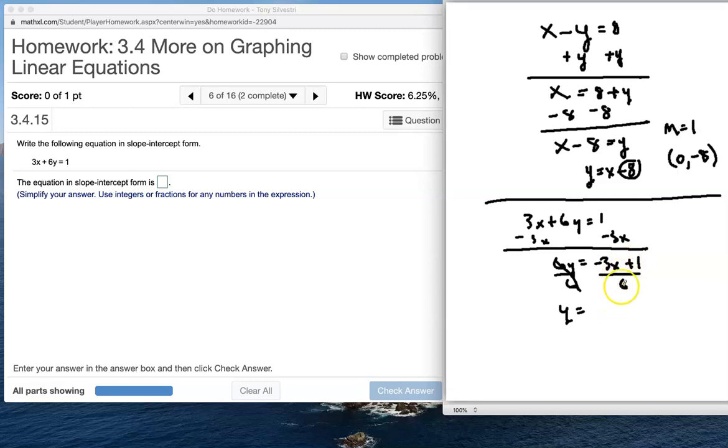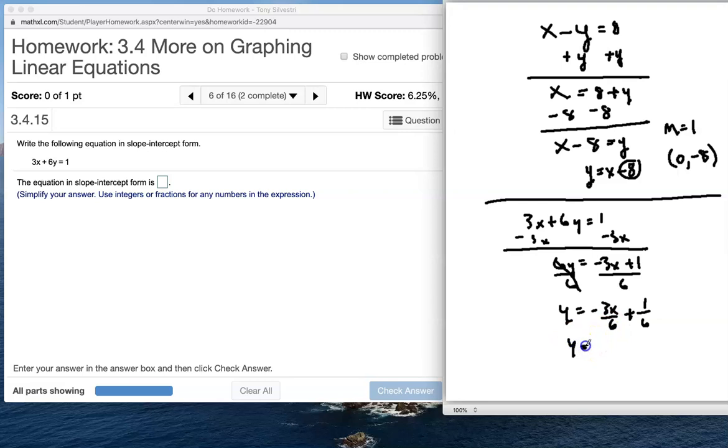Basically, what you're going to do is distribute this denominator into two separate parts. Negative 3x over 6, that's what that means, plus 1 over 6. Now, let's do that first. By the way, make sure when you enter y equals, don't do 3 over 6. 3 over 6 is silly.